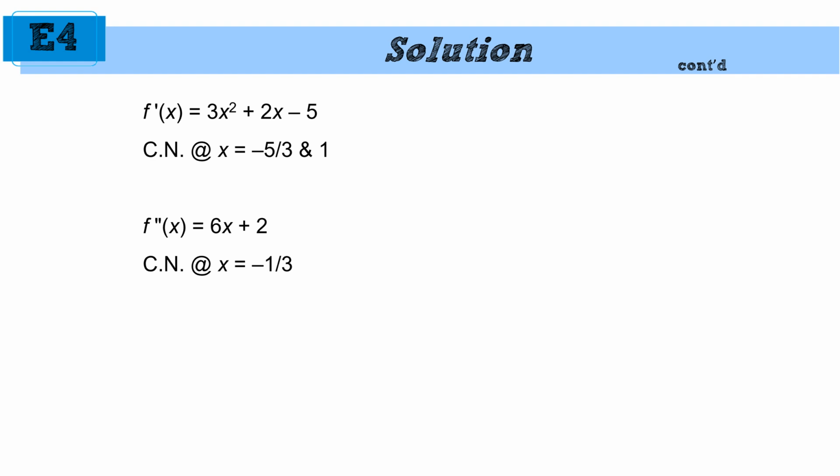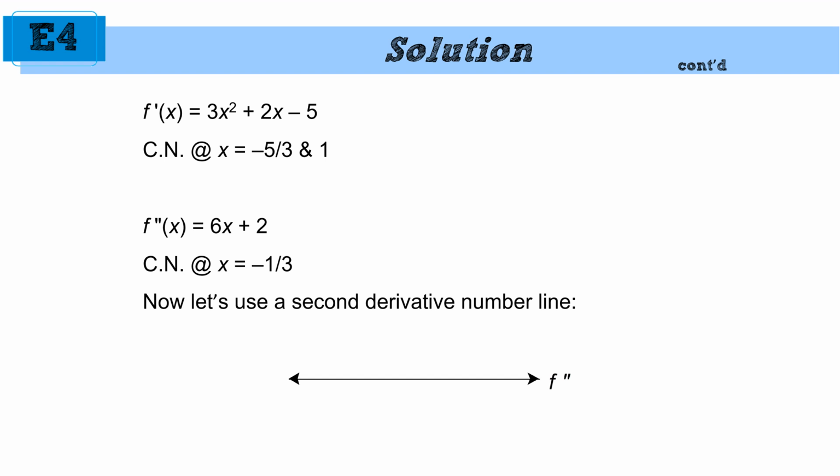Yes? Critical numbers at negative 1/3? Second derivative number line. We haven't seen this yet, but I'm sure you could figure it out. You draw a number line and you label it as the second derivative. And the process that you went through before, rinse and repeat. Put negative 1/3 on there, test a region, with one small change. You're not going to put arrows above it. You're going to put CD for concave down, CU for concave up.